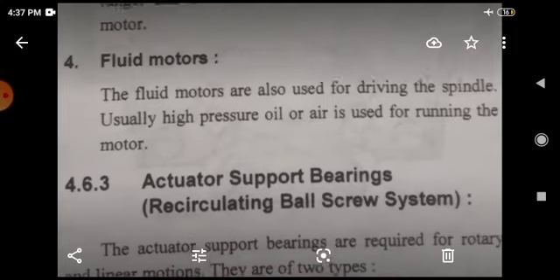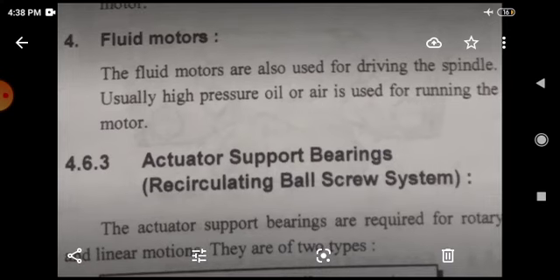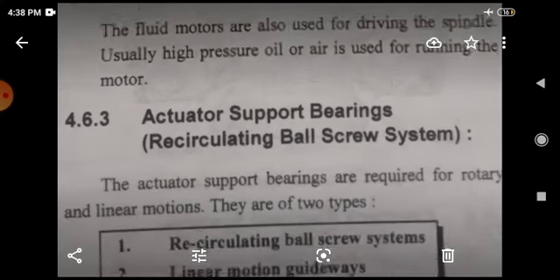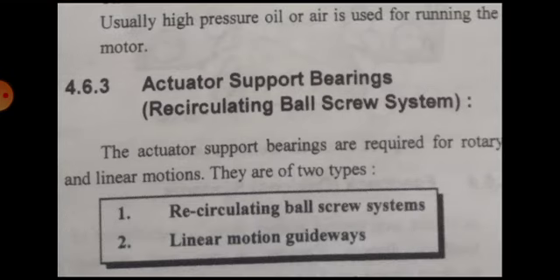Then next one is fluid motors. The fluid motors are also used for driving the spindle. Usually high pressure oil or air is used for running the motor. Actuator support bearings. The actuator support bearings are required for rotary and linear motions.